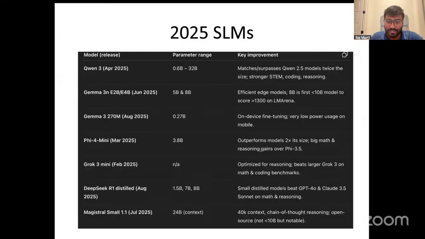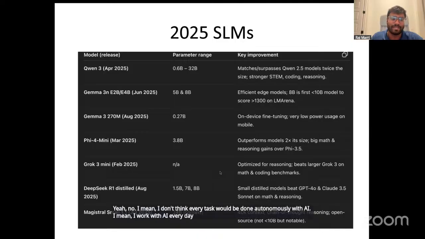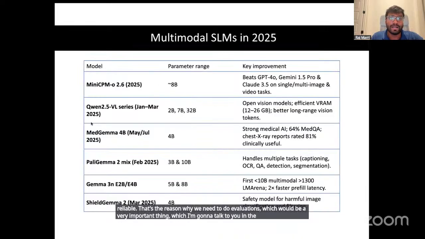DJ says, but the point of AI is to do any task autonomously, right? Yeah, no. I don't think every task would be done autonomously with AI. I work with AI every day, and AI agents are also not that reliable. That's the reason we need to do evaluations, which will be a very important thing that I'm going to talk to you about in the next few slides.